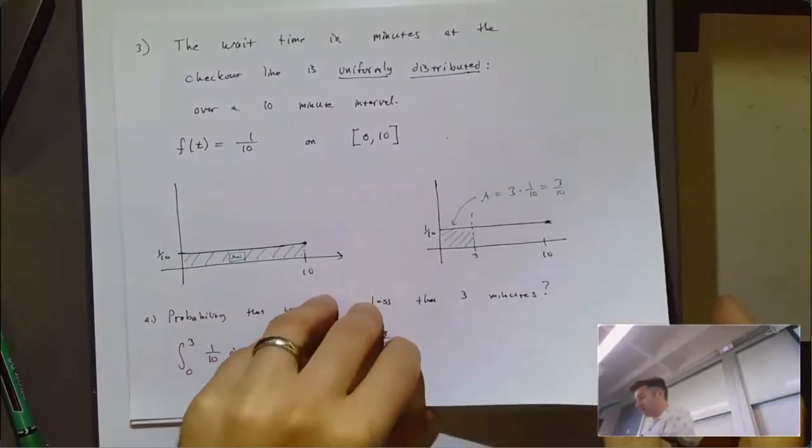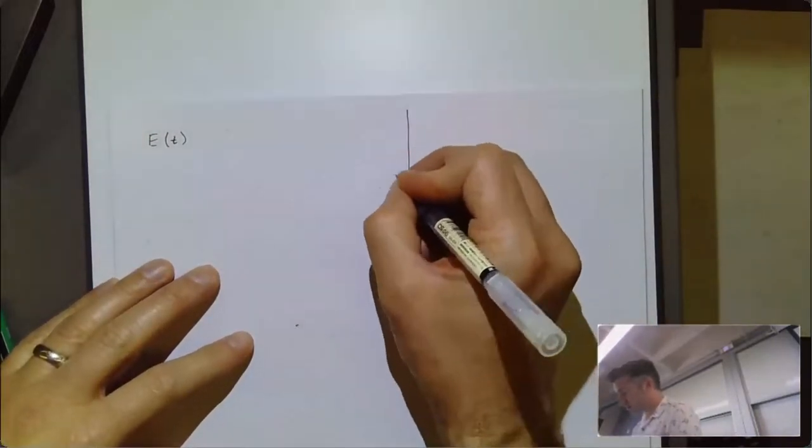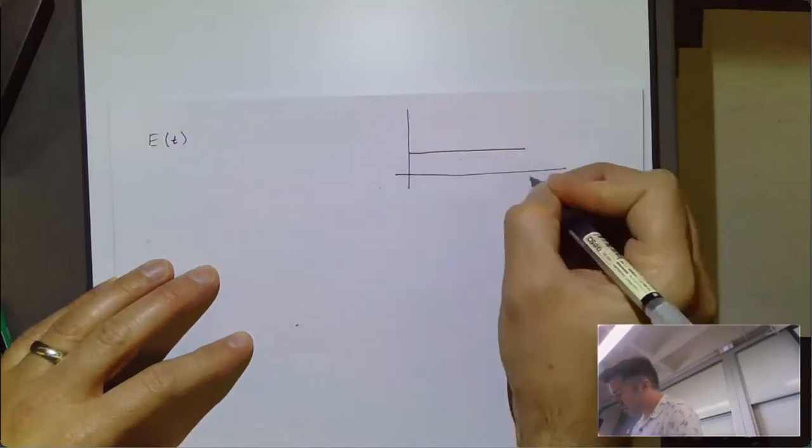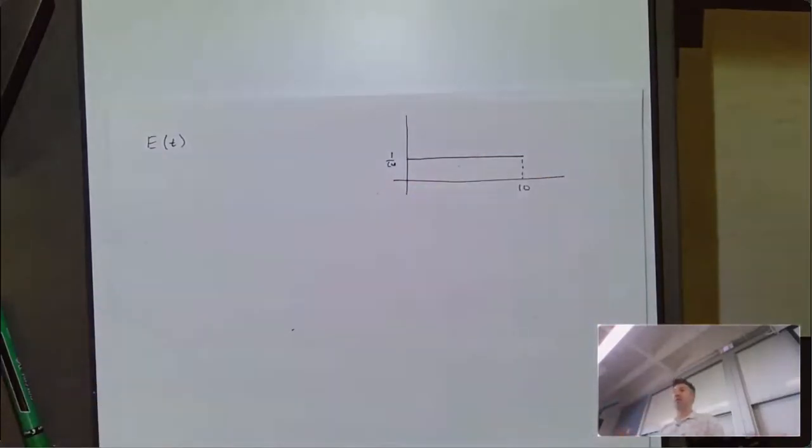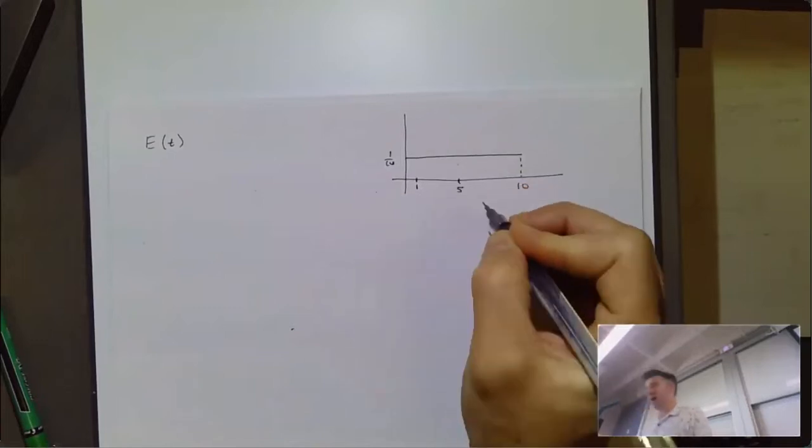So let's look at 2 other things. How long do we expect to wait? What's the expected value of how long we're going to wait? Well, let's think about it this way. If we are uniformly distributed, where the least amount of time we could wait is 0 minutes and the most is 10 minutes, what do we think the average of that might be? If you had to guess a number, what would you guess? Right. I might guess 5. 5 seems like a pretty good guess.